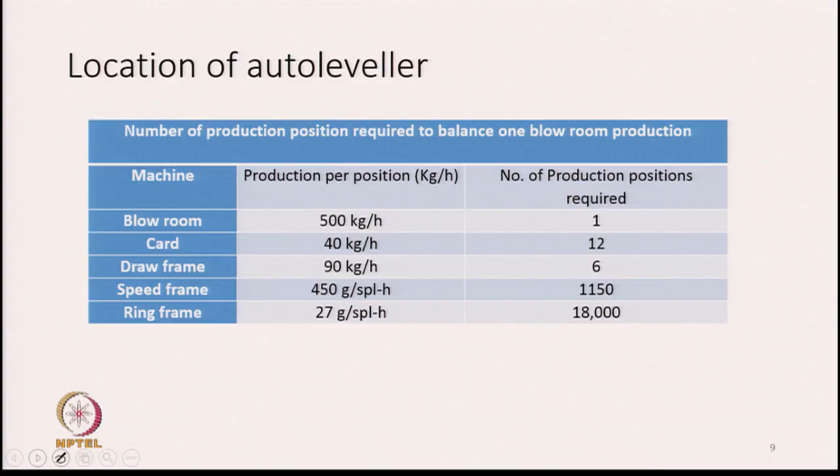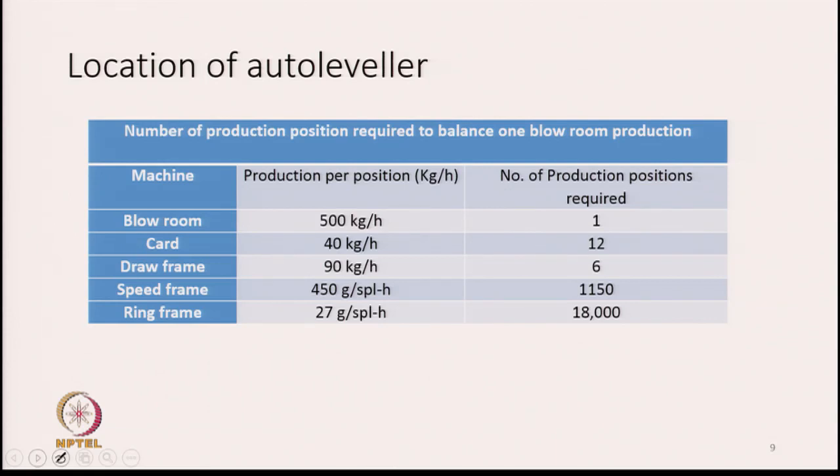When we think of an autoleveller, the question that may come to our mind is where we should have the autoleveller in this spinning process. The spinning process, as you all know, starts from the blow room, then card, then draw frame, and after draw frame there are two more processes left, speed frame and ring spinning.